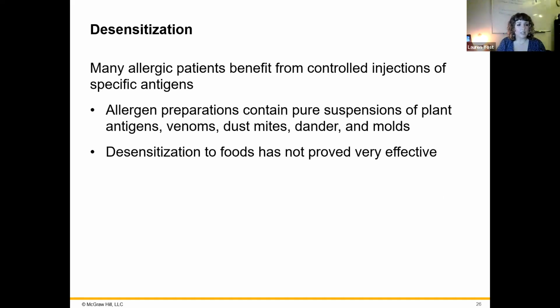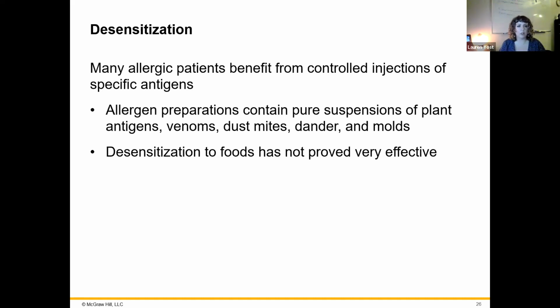So we can desensitize some allergic patients, who will benefit from controlled injections of that antigen. So literally you're allergic to, I don't know, ragweed, and giving you little tiny injections of ragweed to try to desensitize your body so that you aren't any longer allergic to that thing, or at least, I mean, you are technically, but it can be controlled by another aspect of your immune system. And let me explain what I mean by that.